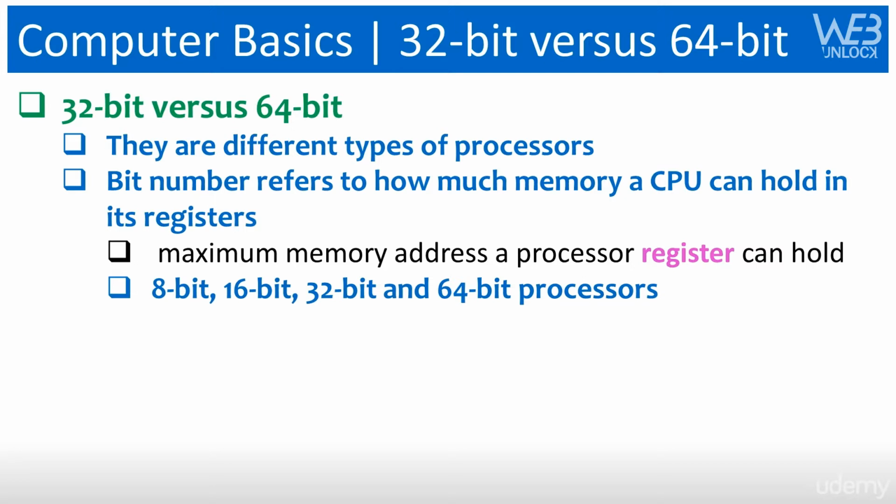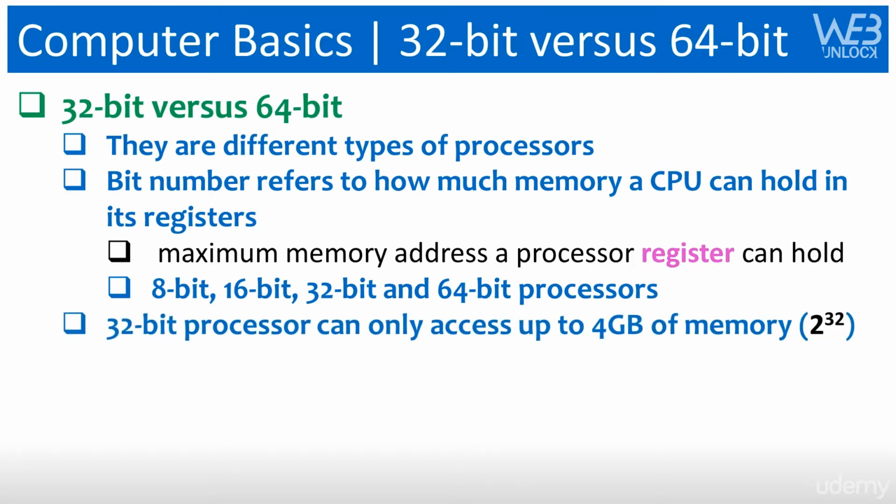So if a CPU is 64-bit, that means it can hold up to 8 bytes in a single register. If it's a 32-bit, that means it holds up to 4 bytes in a single register. If it's an 8-bit system, that means it can only hold a 1-byte address in a single register.